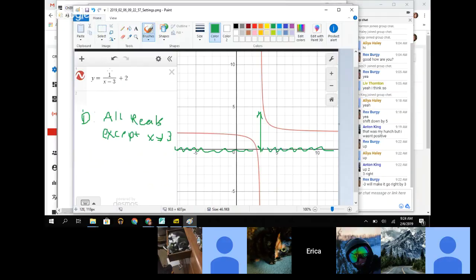Again, it makes sense if you look back in your equation, because if x equaled 3, you would have 3 minus 3, which is 0. 1 divided by 0 is not allowed. So that makes sense, right? Okay, range. The range is our y's. So if I look at my y's, good. And then right here, I have an asymptote, right? So my y's are going to be all real except what?